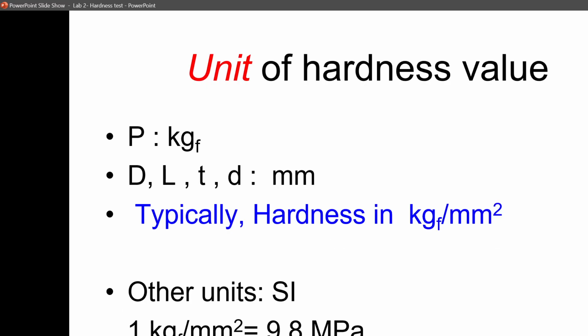One thing you have to be mindful of are the units that go into that equation. The units of force are kilograms-force or grams-force. We are going to put either 0.1 kilograms-force or 1 kilogram-force. The units for length are millimeters. So the hardness you calculate is in kilograms-force per square millimeter.